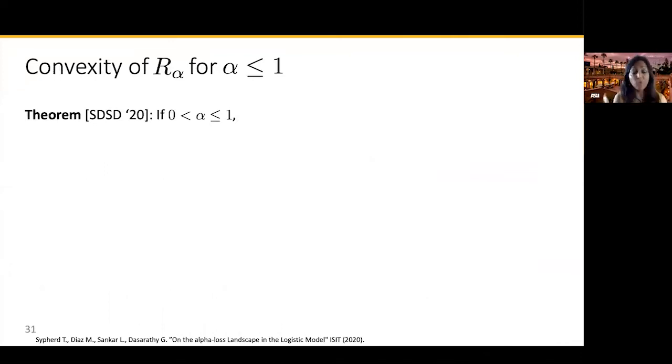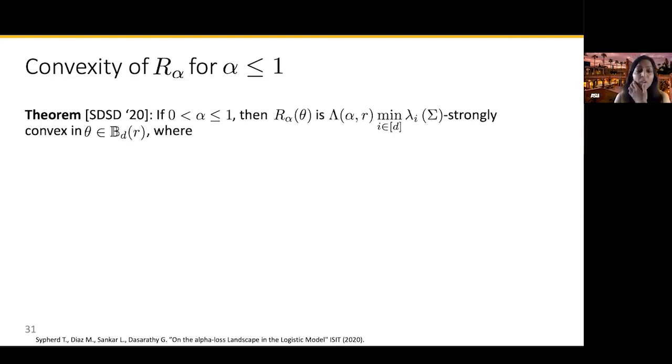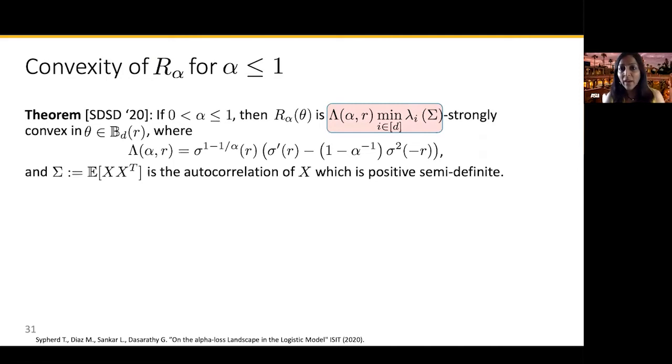Okay, so here's our first theorem. What we can actually prove for the logistic model is that for alpha less than or equal to 1, the expected risk is convex. Even more so, it's actually strongly convex in the model parameters theta, where the strong convexity parameter, often called M, is this value. And capital lambda is defined right here. It's a function of the radius r of your parameter space, the sigmoid, and of course alpha. And the little lambda i's are the eigenvalues of sigma, where sigma is the autocorrelation matrix of X, and it's assumed to be positive definite.